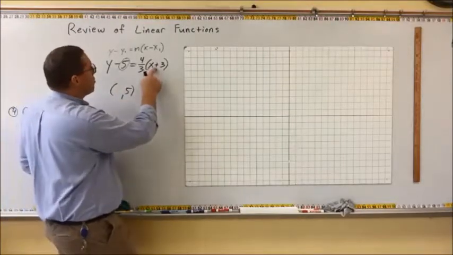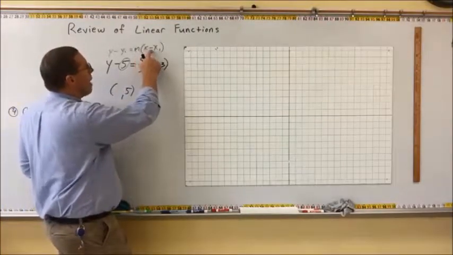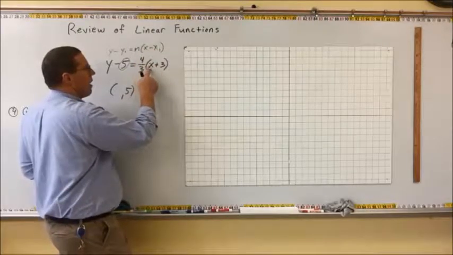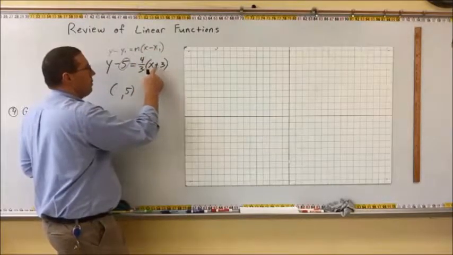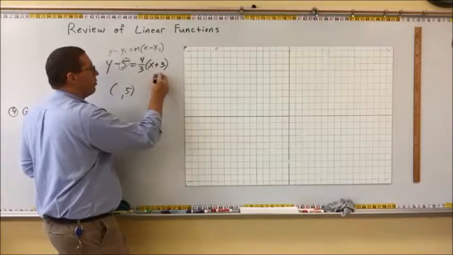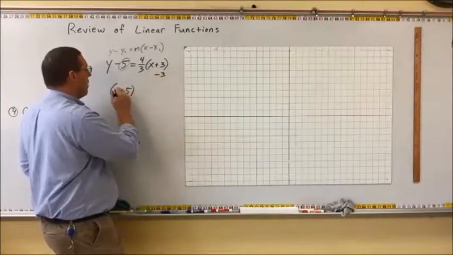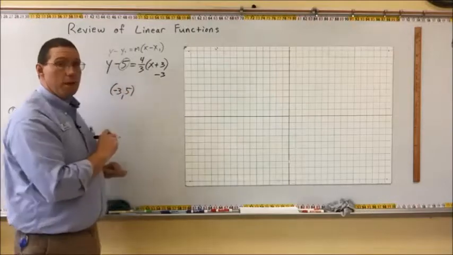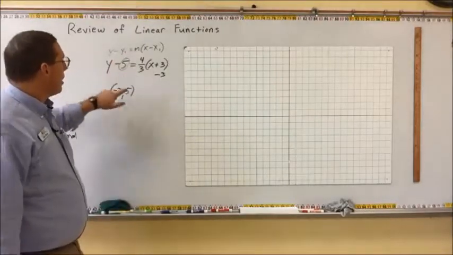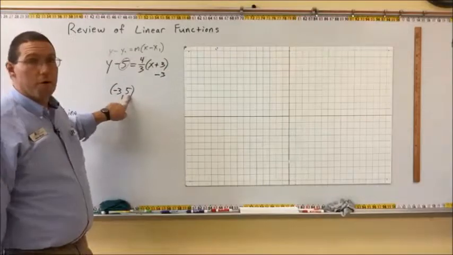What x value is used? Well, this is x minus x1. This says x plus 3. And because the sign changed, the x value must be negative. And it's a 3, so negative 3. So the x value is negative 3. And so we know that this line passes through the point negative 3, 5.